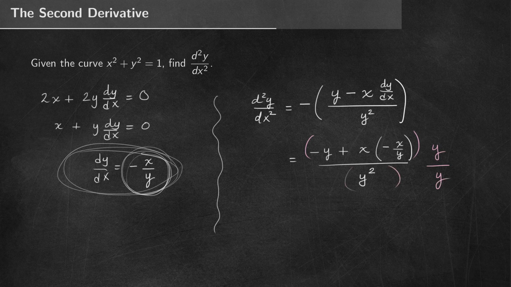So we multiply like that, and then I have to distribute this, so the y times the negative y is negative y squared. The y times the x times the negative x over y, the y's cancel here and just give me negative x squared over, and then I have the y times the y squared, which is y cubed. So that is my second derivative.